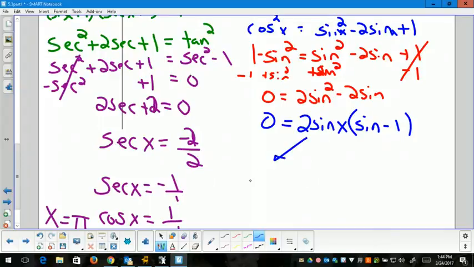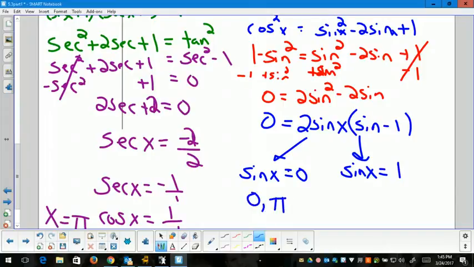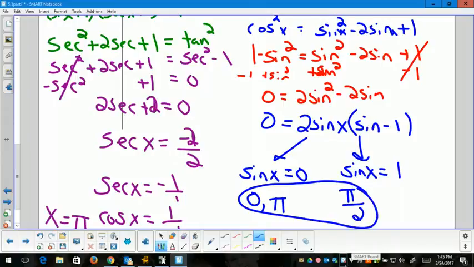This one's going to give you sine of x equals 0, because you're going to divide by 2 and still have 0. This one, you're going to have sine minus 1 equals 0, so you get sine of x equals 1. Sine is 0 at 0 and pi. And sine is 1 at pi over 2. So there's our answers for those.